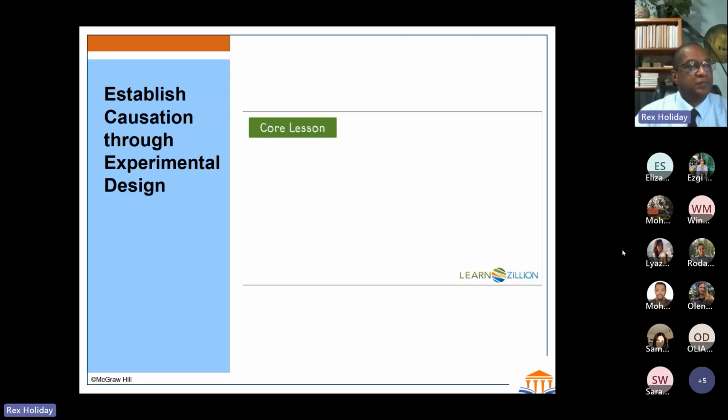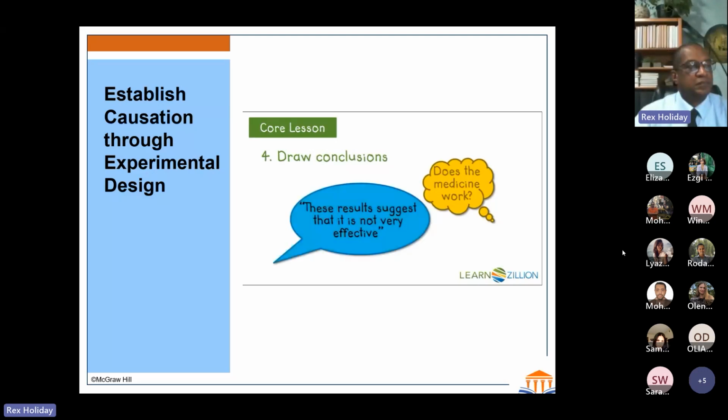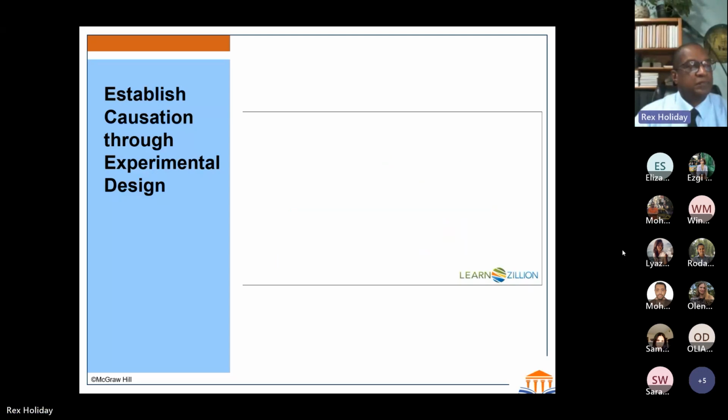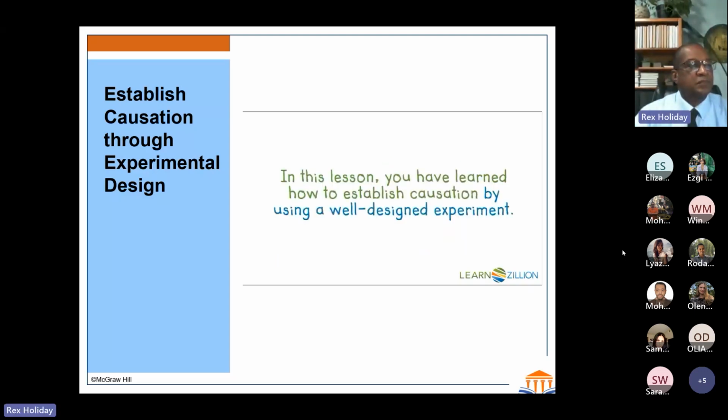The last step in the process is to draw conclusions from the test. The initial question was, does the medicine work? With the results discussed here, we would say that the medicine does not appear to be effective. In this lesson, you have learned how to establish causation by using a well-designed experiment.